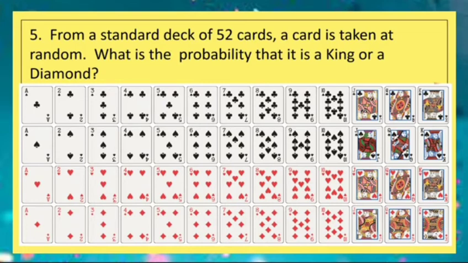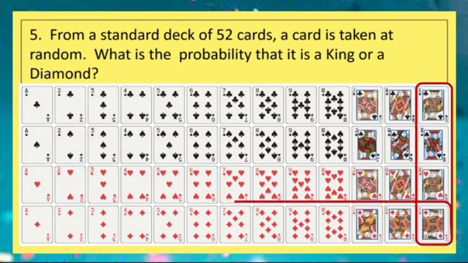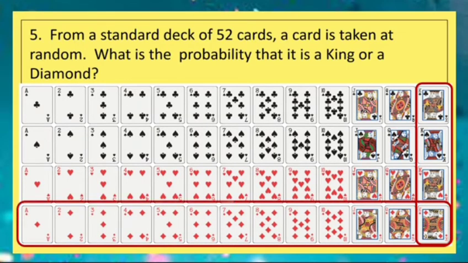To have a king, we have four different kings in a standard deck of playing cards, which are the king of hearts, the king of spades, the king of clubs, and the king of diamonds. For our diamonds, we have 13 different cards. We observe here that there's a card that is common between the diamond and the king, which is the king of diamonds. It can be found in the diamond. It can also be found in the king. This makes it a non-mutually exclusive event.